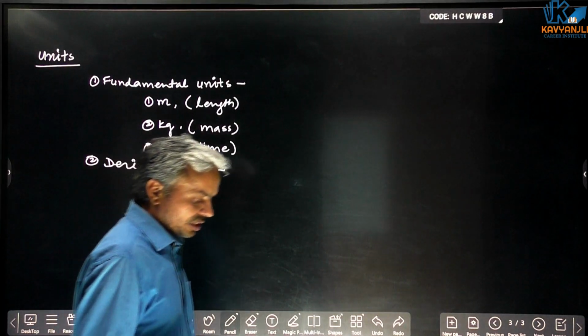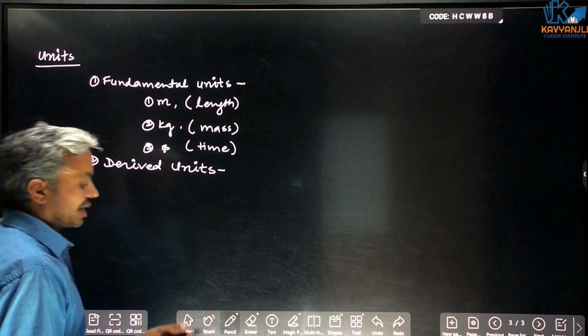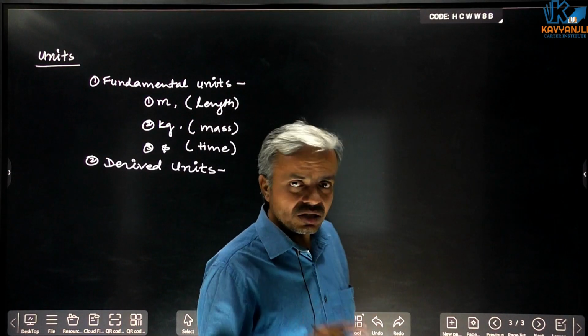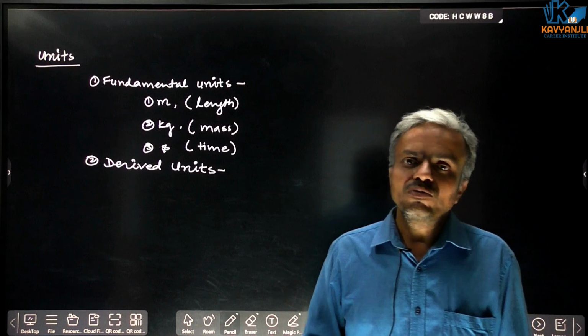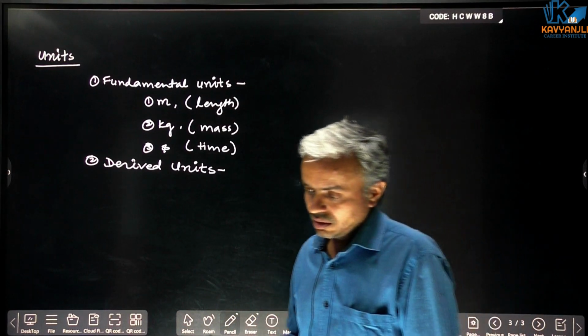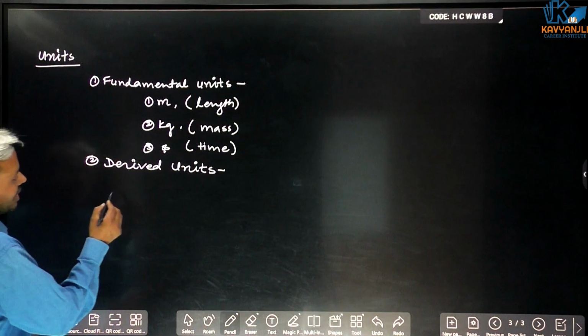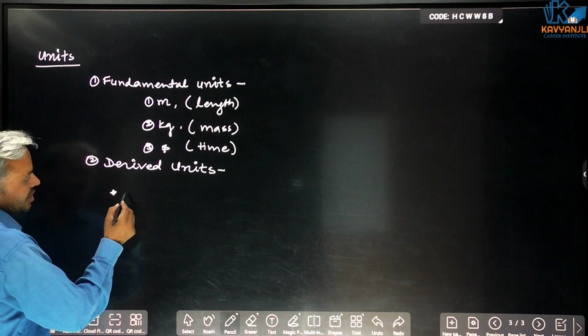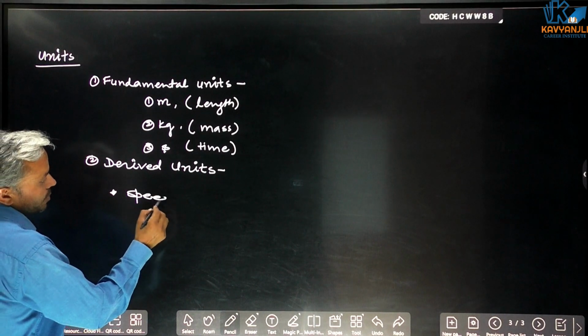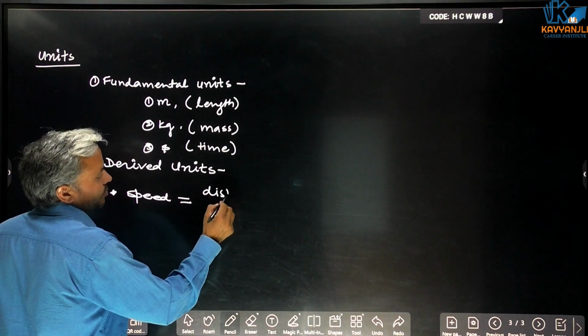What are the derived units? These are the three basic fundamental units. What are the derived units? Using these three units, when we measure other physical quantities or derived physical quantities, then these units are called derived units. So what are derived physical quantities? Like speed. Speed is distance upon time.